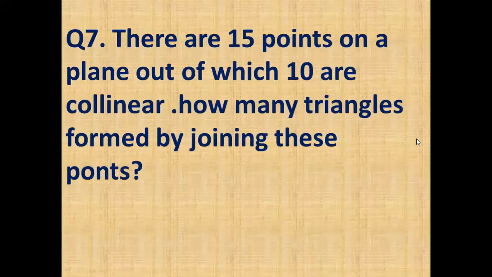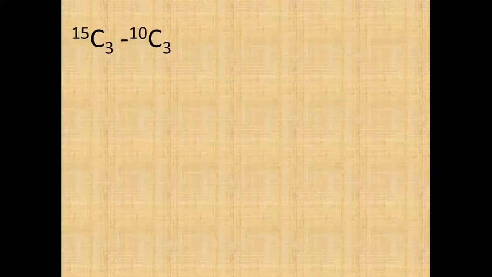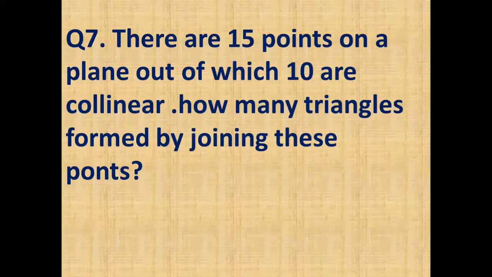Let us come to question number 7. There are 15 points on a plane out of which 10 are collinear. How many triangles can be formed by joining these points? So it would be 15C3 minus 10C3. Whatever is collinear, we are going to subtract that. 15C3 minus 10C3.